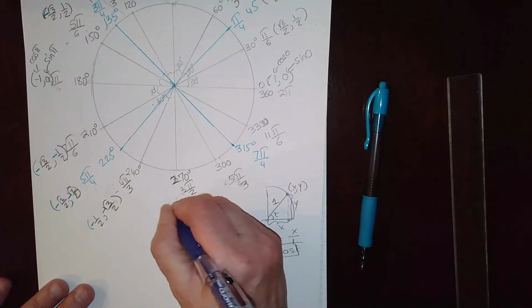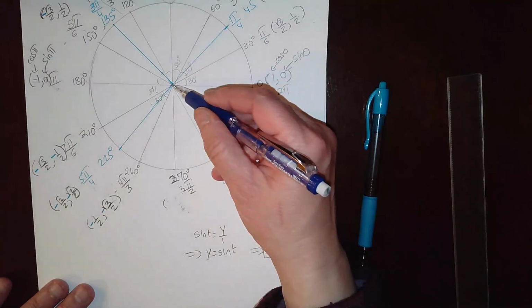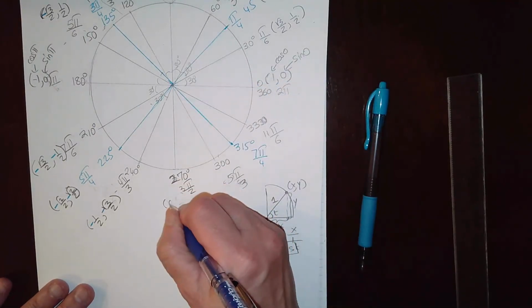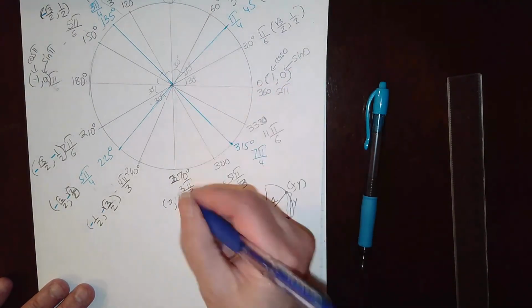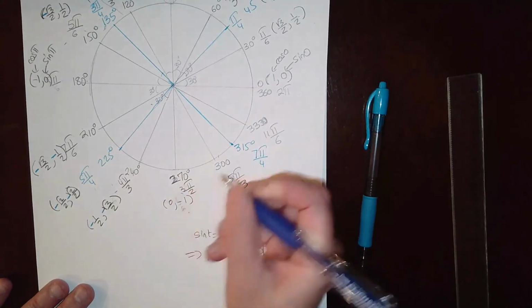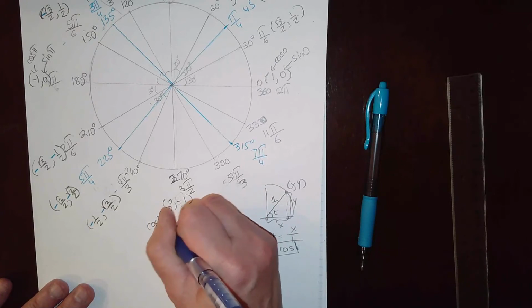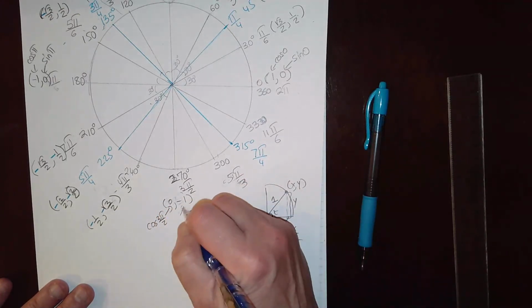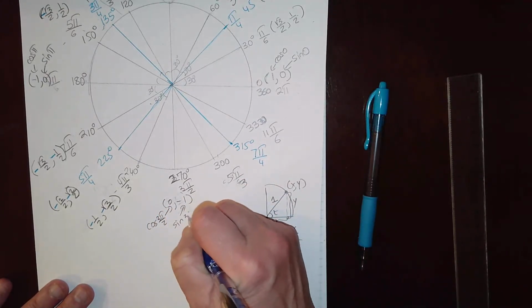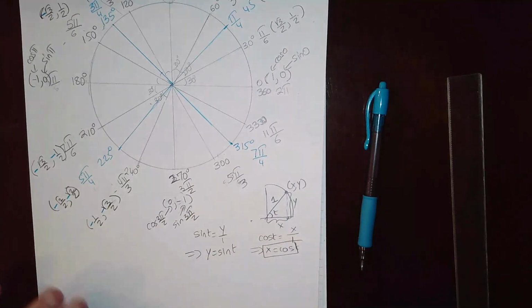3 pi over 2, that point is 0 for the x-coordinate and -1 for the y-coordinate. So cosine 3 pi over 2 is 0, and sine 3 pi over 2 is -1.